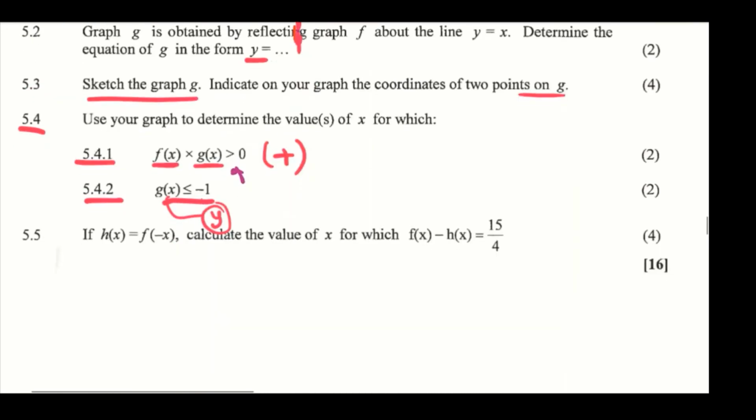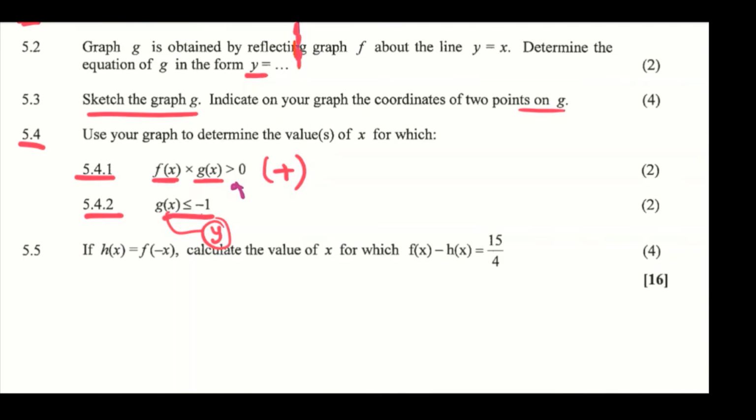Okay, so now we're going to do 5.5, which says that if h of x is equal to f of minus x, calculate the value of x for which f of x minus h of x is equal to 15 over 4, right? So let's first find h of x.